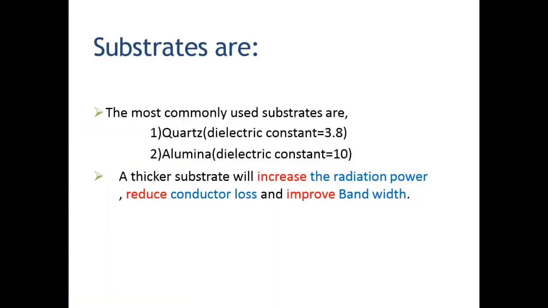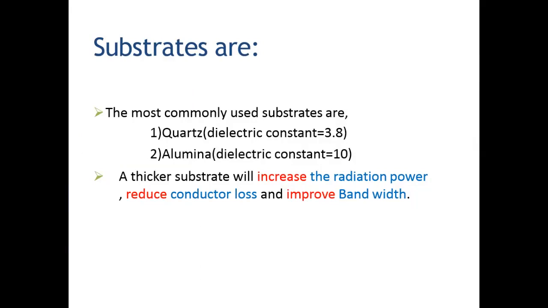Substrate: which types of substrates are used in microstrip patch antennas? The most commonly used substrates are quartz, with dielectric constant 3.8. Quartz material is very, very important. It gives accurate values. So the dielectric constant epsilon r is equal to 3.8. Alumina, whose dielectric constant is 10.